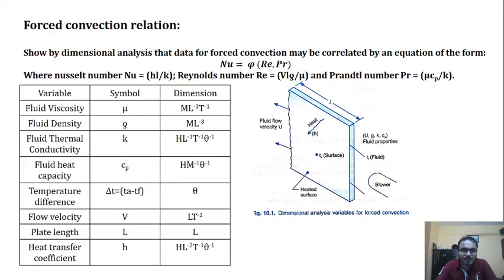Now this is a very important table for you people that you should understand.